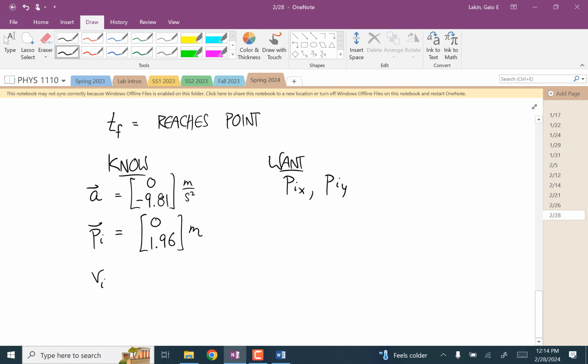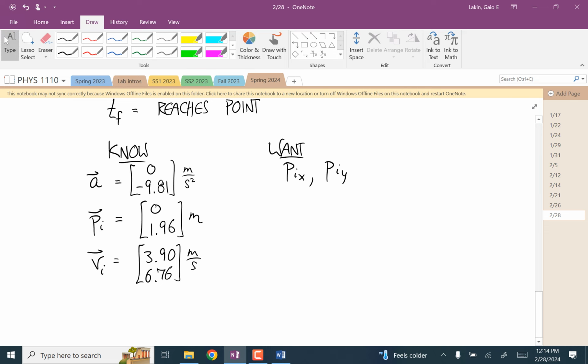Initial velocity is the same as it was before: (3.90, 6.76). And now the one you've been waiting this whole time to say, I think this is probably why you brought it up, just so you could tell me what we know about V final. If it's reaching the highest point, what do we know about that velocity? One component is 0 and one is not. Which one is 0? Yeah, VFY is 0.